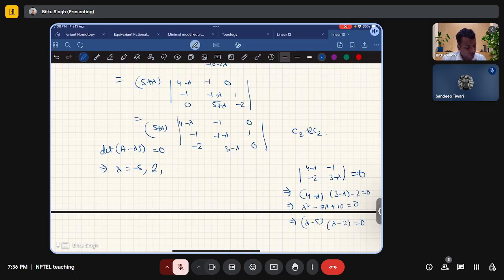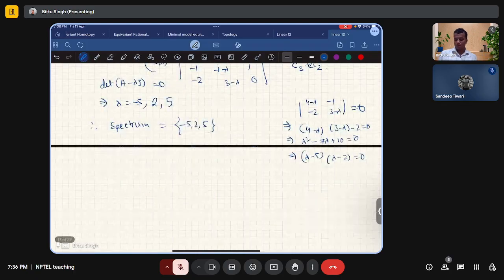So I'll write it in increasing order. So those are eigenvalues. The set of eigenvalues is actually called the spectrum. Therefore the spectrum is minus 5, 2 and plus 5. In the finite dimensional case, this is called the spectrum.